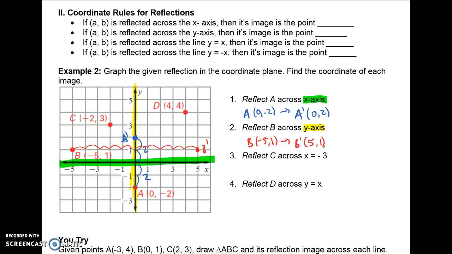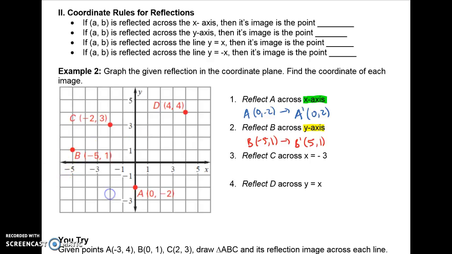All right? And again, I like this whole idea of counting and flipping because there isn't always a pretty rule for everything. So I'm only going to give you 4 rules, right? X-axis, y-axis, y equals x, and y equals -x. But what if you come across, for example, x equals -3? I'm going to go ahead and erase this so I have a clean slate to work with now.